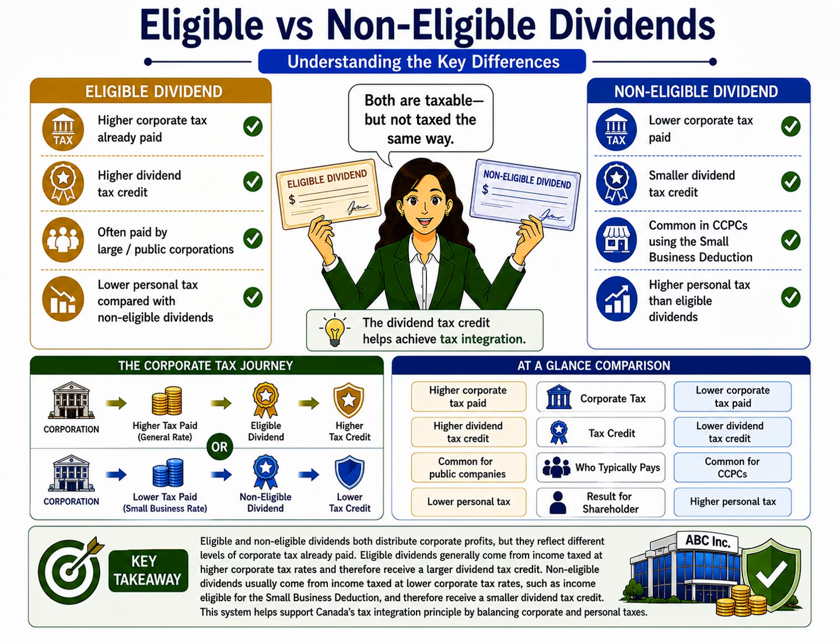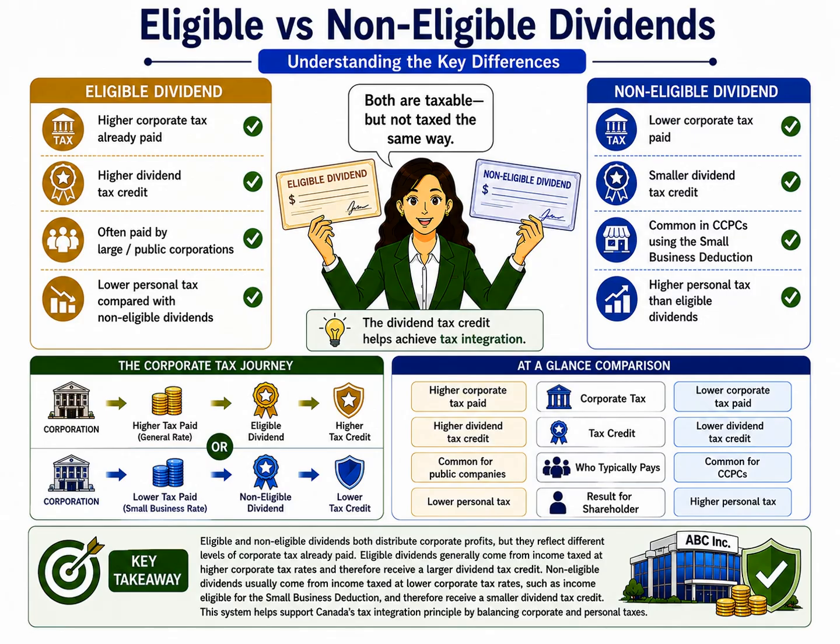These dividends are usually paid from income that benefited from the lower small business corporate tax rate. Because the corporation paid less tax initially, the shareholder receives a smaller dividend tax credit. As a result, the shareholder generally pays more personal tax on a non-eligible dividend than on an eligible dividend of the same amount. Non-eligible dividends are therefore very common among Canadian-controlled private corporations that qualify for the small business deduction.